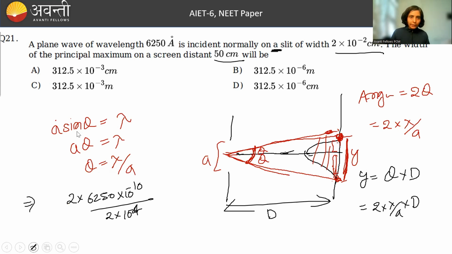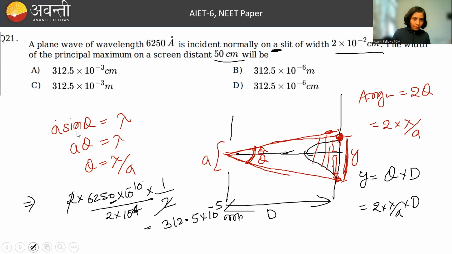2 lambda by a into d. And this is 50 centimeter, means half meter. Okay, so this is 2, 2. And this will become how much? This is 10 to the power minus 9. And this is minus 4, so 10 to the power minus 5. And divide this thing. So 6 to 5 by 2 kar do aap. So you will get how much? You will get something like this into 10 to the power minus 5 meter. Okay. This is 10 to the power minus 5 meter.